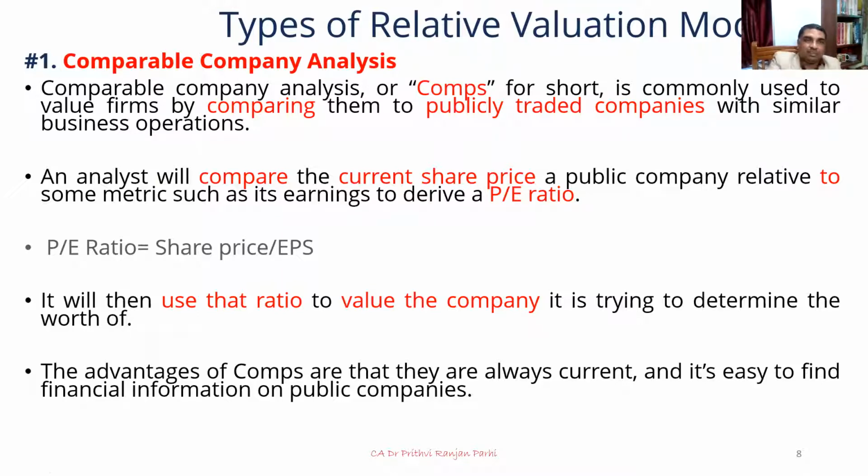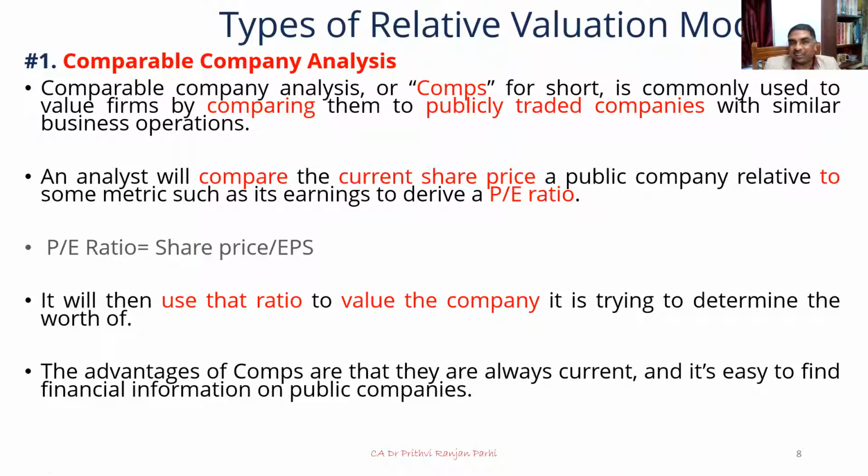Two types of relative valuation model. First one, can you read it? What is the first one? Comparable company analysis. Here, what we are going to do is analyze the data of some comparable companies. So first of all, we need to have some data of comparable companies. This method is also referred to as COMPS.